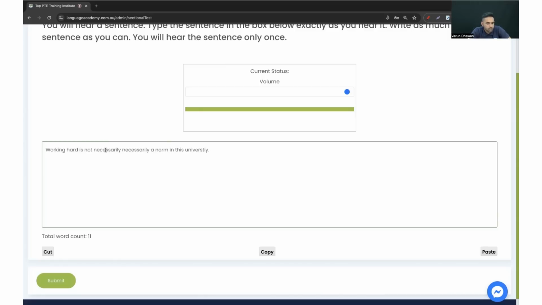NECESSA. We will write both the words. If you're not really sure, university spellings are incorrect. It's very important you proofread, right? Working hard is not necessarily a norm in this university.